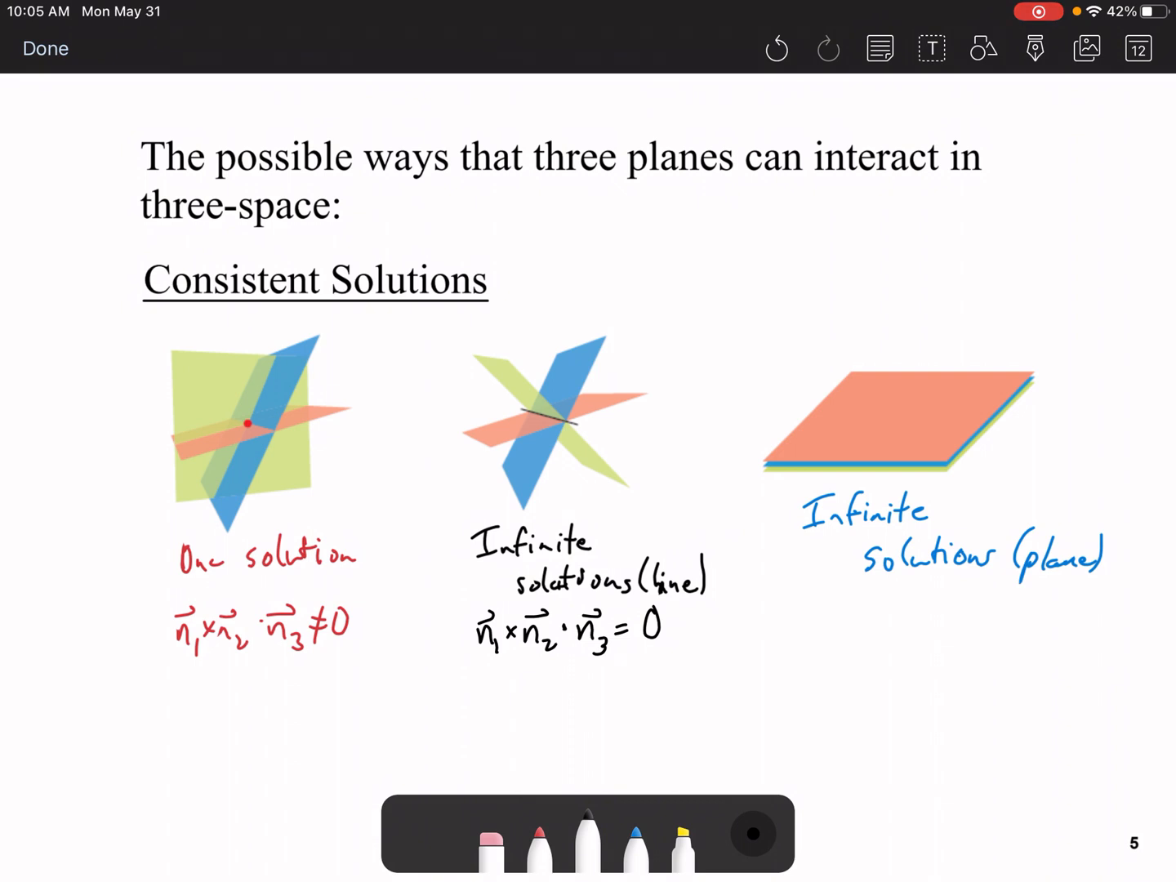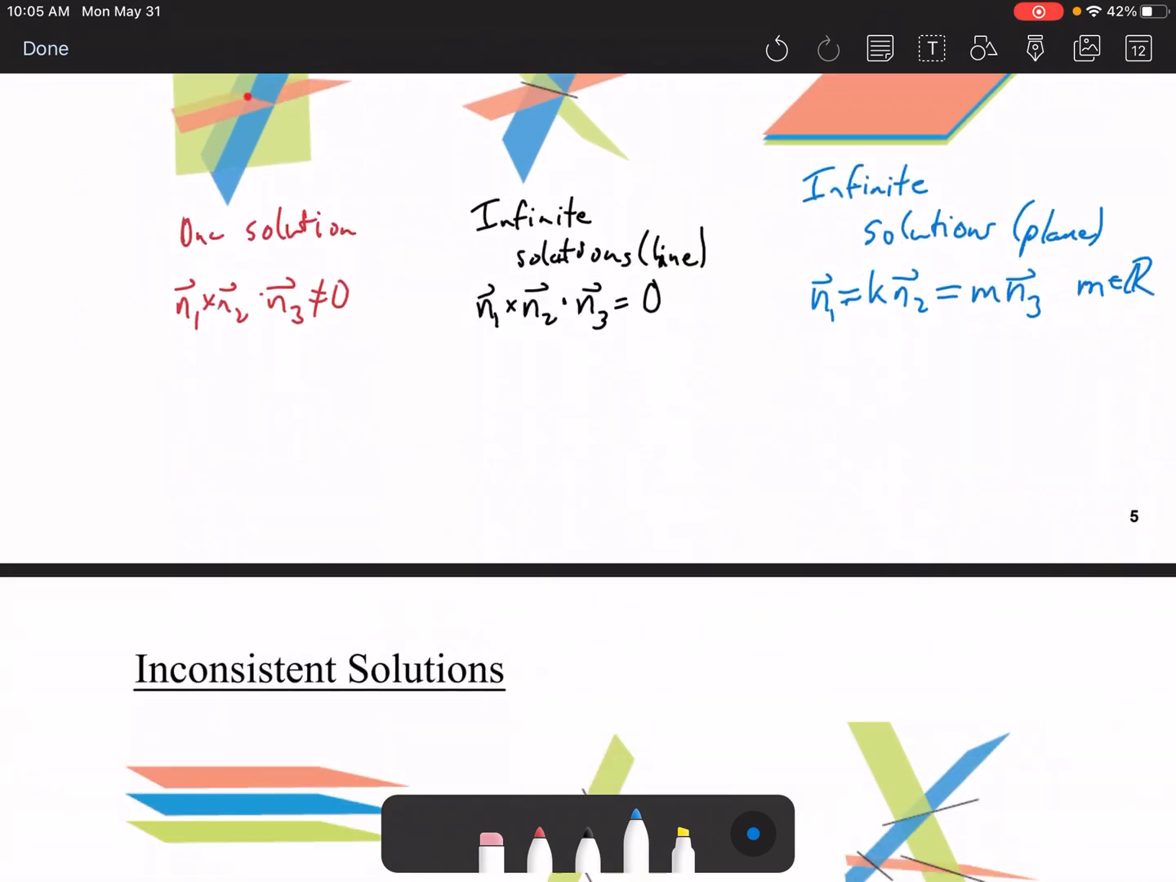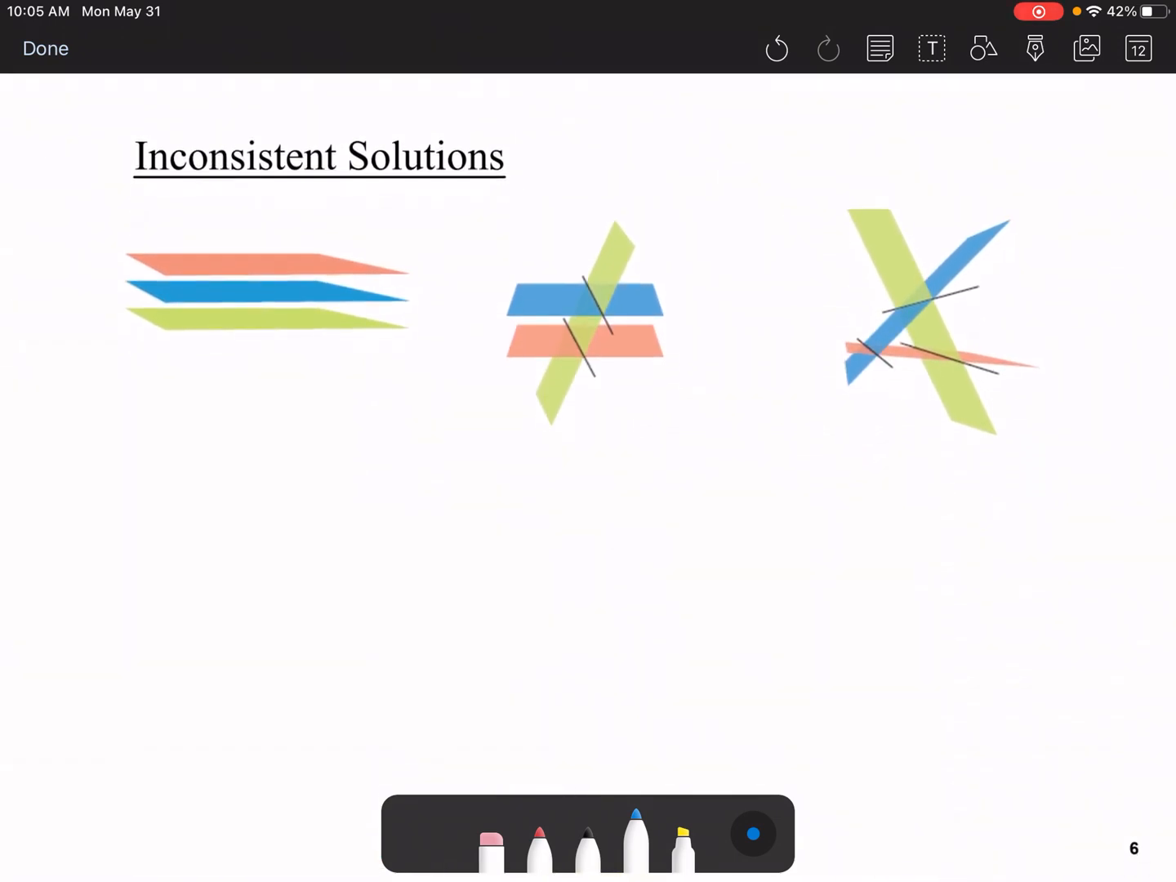But in our third solution, you'll actually see that the normals are actually scalar multiples of each other. I'm going to use a new variable called m, where m is a real number as well. So this is one possibility that you have right here. These other 3 are another set of possibilities.